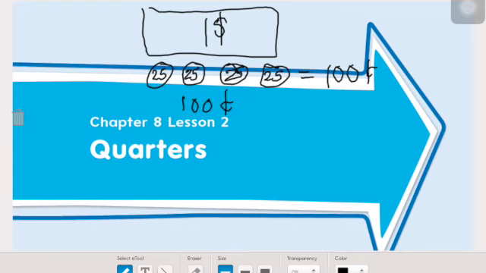Just like if you have a whole football game, that's worth 1 whole, kind of like 1 whole dollar. But if we break that down into halves, that would be the first half and the second half, right? That'd be like 50 and 50. And if we broke it down even further into quarters, then it would be 25, 25, 25, 25. So same kind of thing, we're breaking it down into fourths.